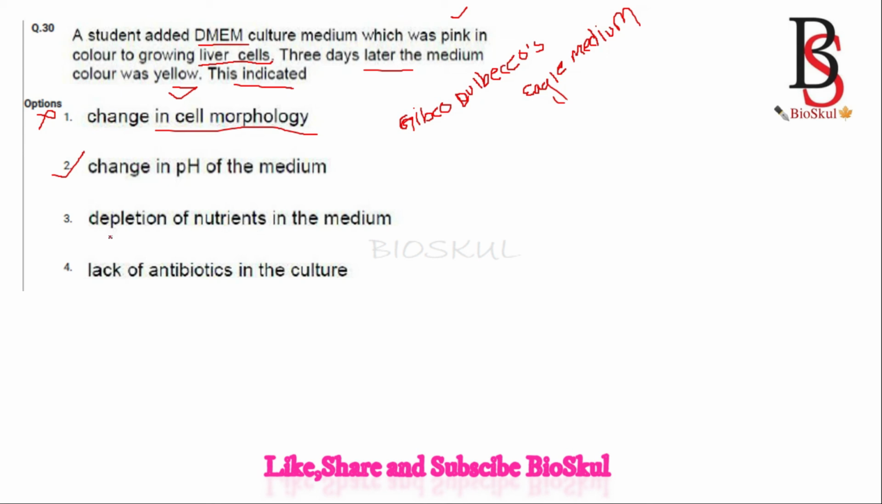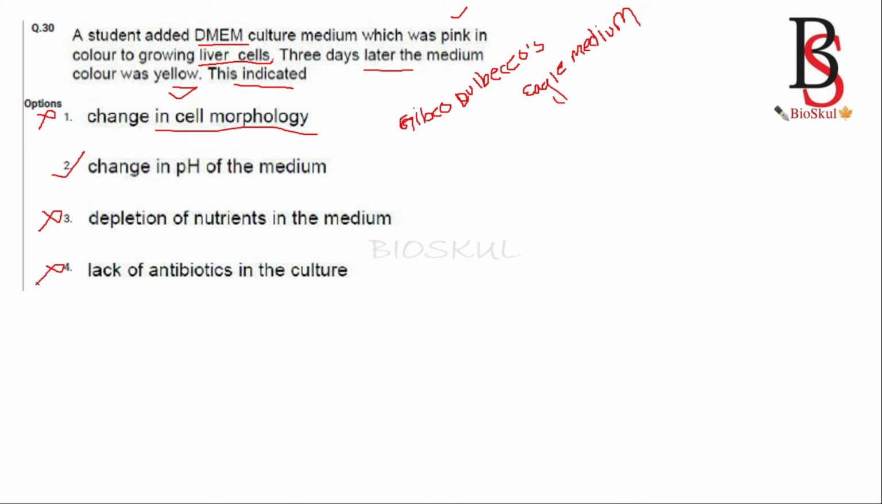Depletion of nutrients in the medium also is not related to the change in color. Lack of antibiotics in the culture is also not related. So the correct answer is option 2, that is change in pH of the medium. So you can solve this question by applying your general knowledge. Okay. In the examination, because of a lot of pressure, we make some silly mistakes, and later on we realize that this is very easy, we can do it.